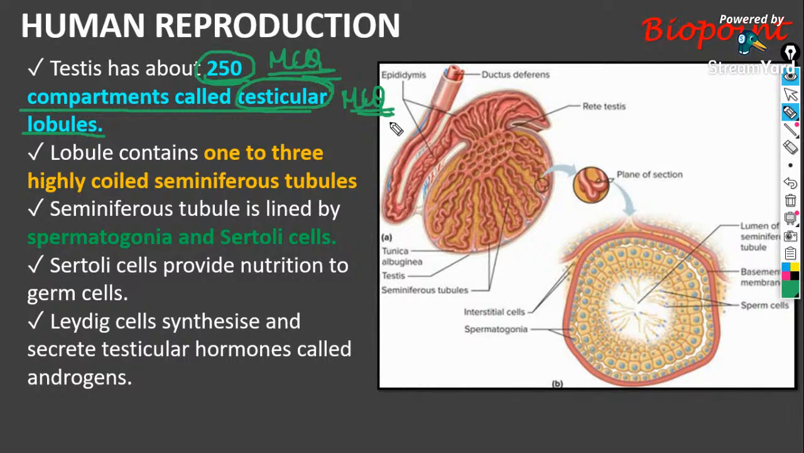Okay, guys, this is actually the testis. So this is the plain section of a testis. It contains 250 compartments. How many compartments does it contain?